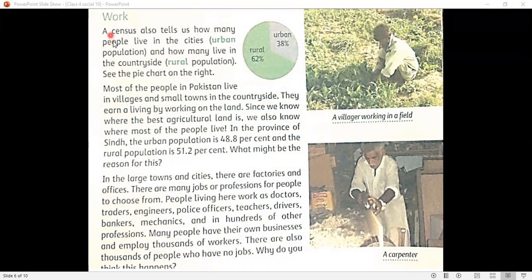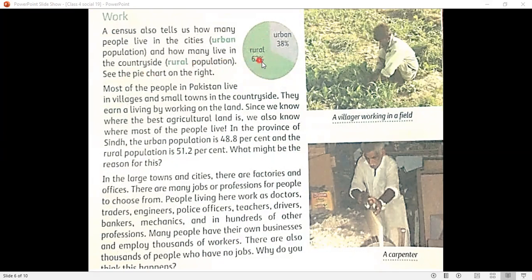Now, next topic is work. A census also tells us how many people live in the cities, mean urban population. People who live in cities, that is called urban population. And how many live in the countryside, mean rural population. The people who are living in villages are called rural population.